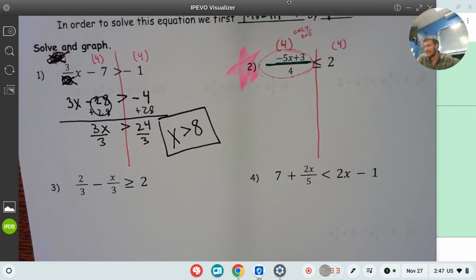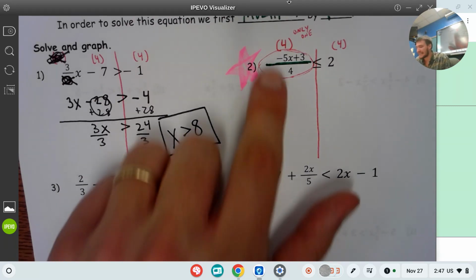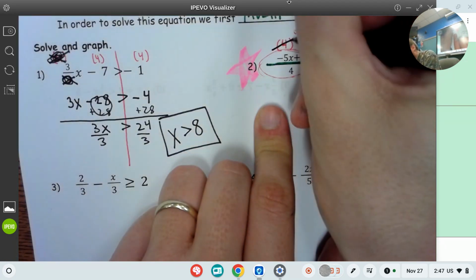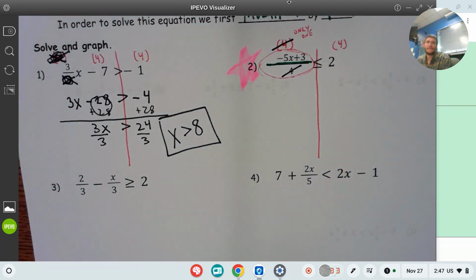Now, as weird as this is, it actually makes an easier question, because now we have the 4 and the 4. They cross out. And this actually ends up giving us less work to do, okay? The 4s are gone. What's left is a negative 5x plus 3.